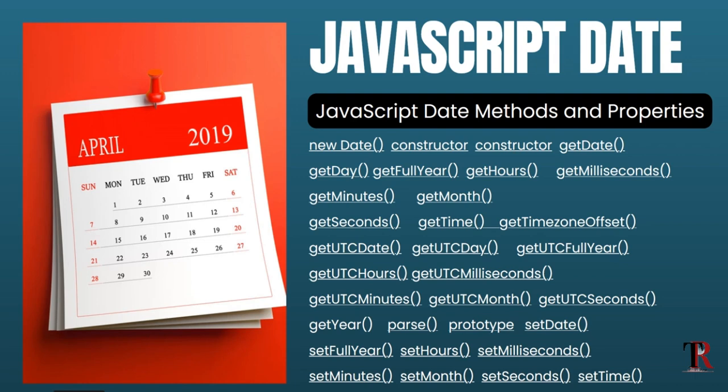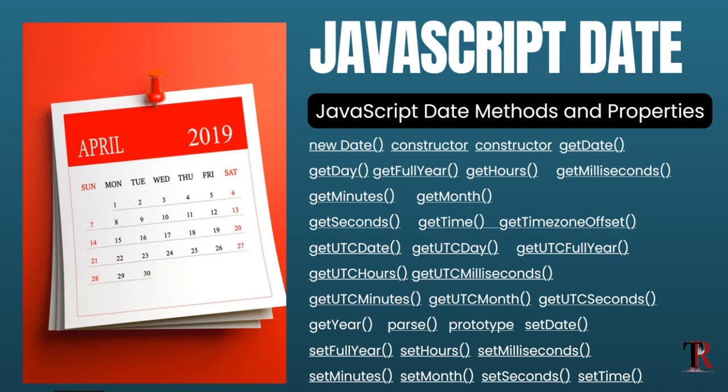We also have the getTime that returns the number of milliseconds since midnight, January 1st, 1970. Remember, I've talked about why January 1st, 1970 is the default that computers use to measure time, and then every other time is measured relative to that reference point.